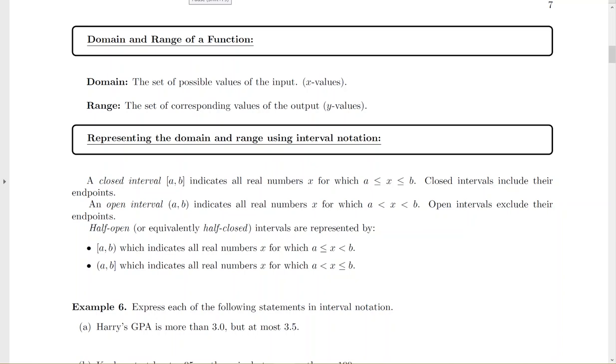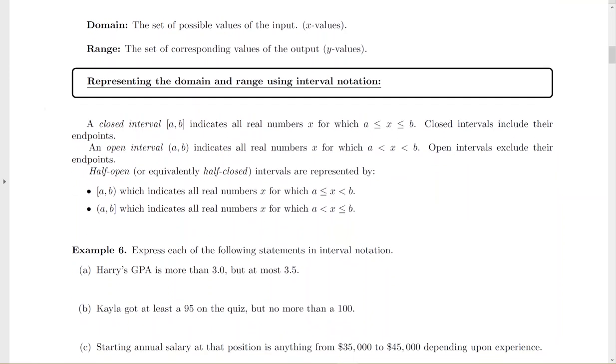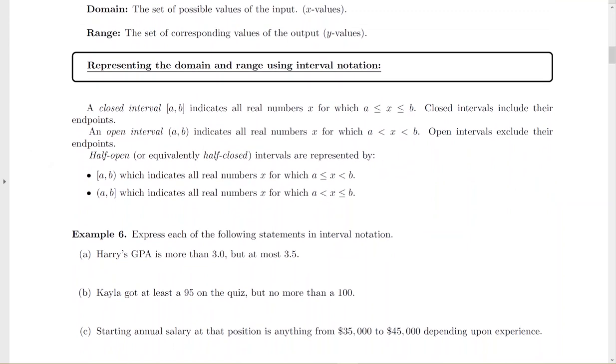In talking about functions, we often take a look at the domain and the range of a function. The domain is your possible input values, the numbers that you can plug into the function, and the range are the corresponding output values, often your y values. There's a couple of different ways that we can represent a domain and range. Most commonly in this class, we're going to be using interval notation.